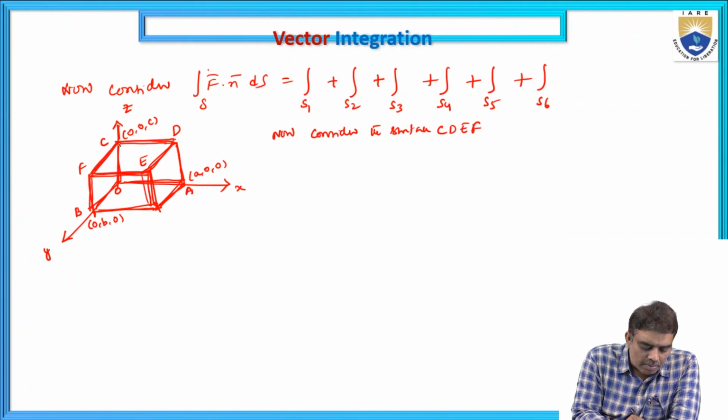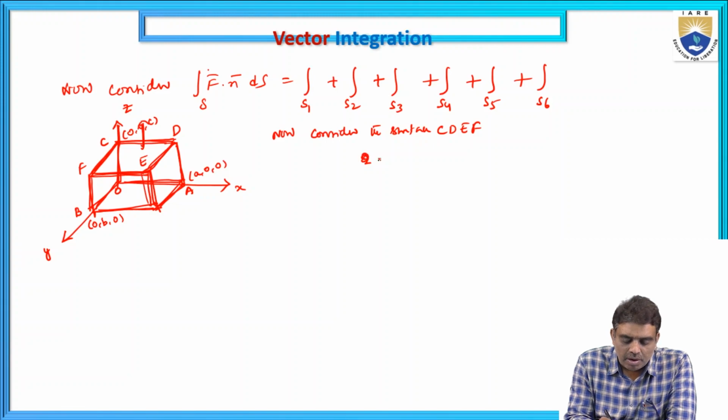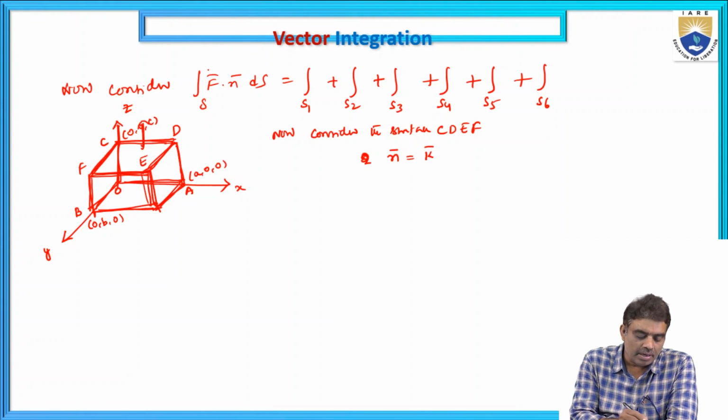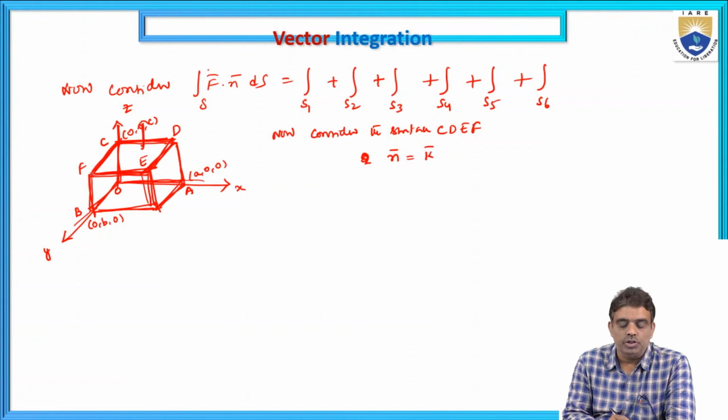What is the outward normal vector here? The outward normal vector is parallel to z-axis. So the outward normal vector n bar is equal to k bar. And the projection of this surface CDEF will be on the xy plane. And here x varies from 0 to a and y varies from 0 to b.